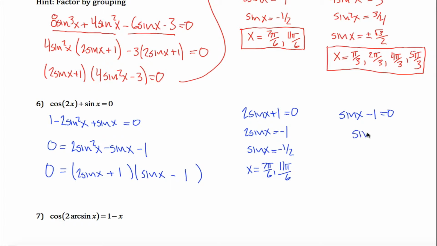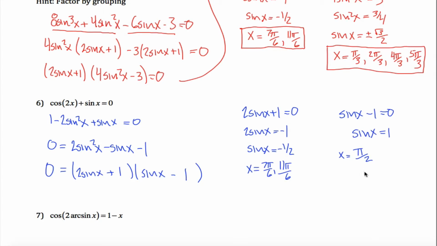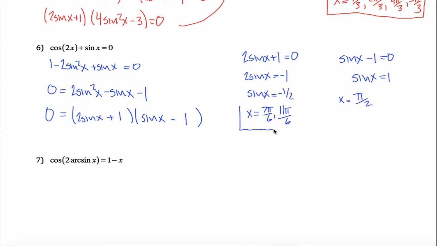And over here, we're trying to figure out when does the sine of x equal 1. Well, that only happens at one spot, at x equals pi over 2. So I get as my solutions, there's actually 3 that fall in the 0 to 2 pi range. But box around those and call it good.